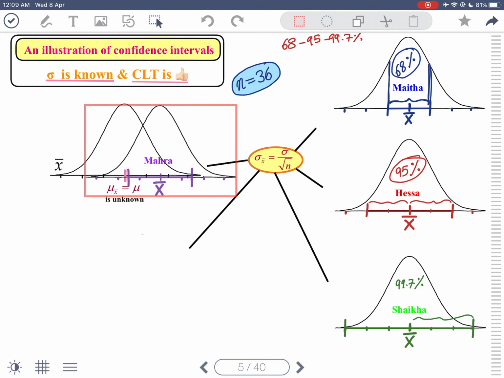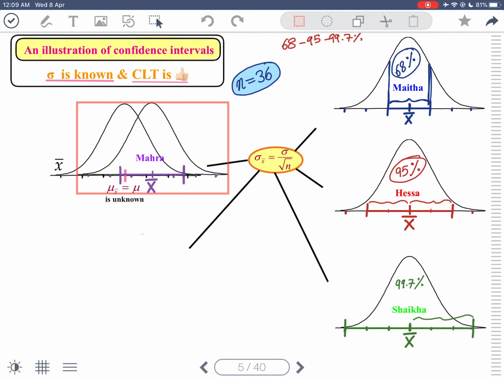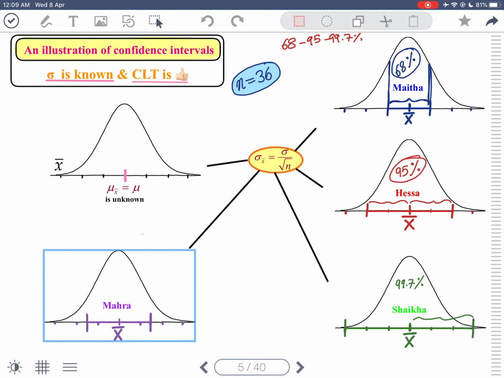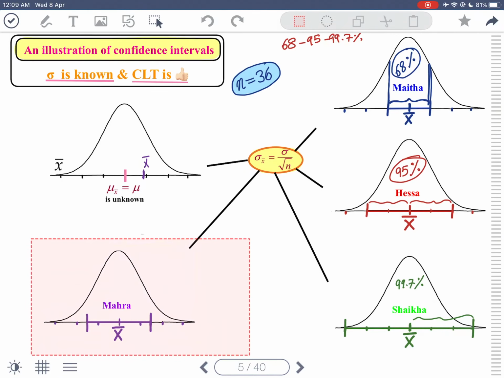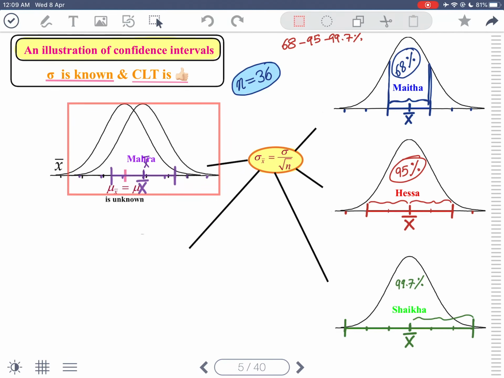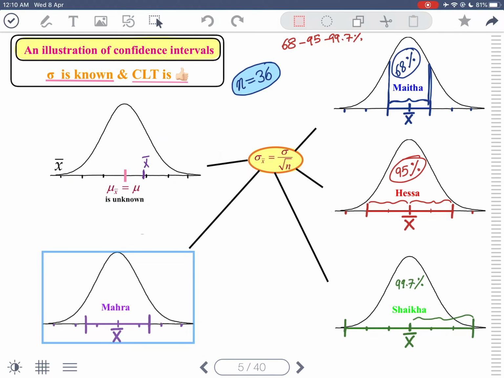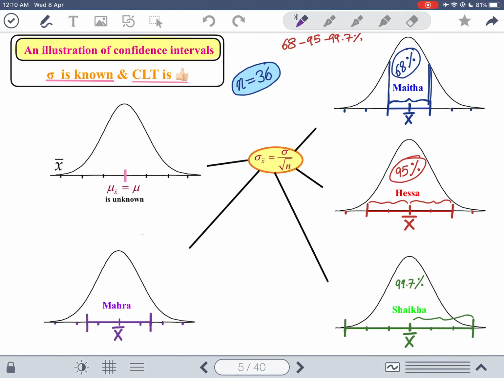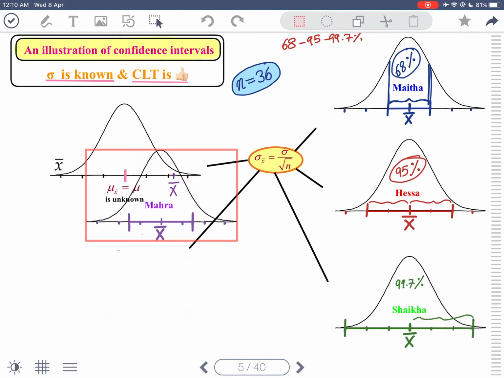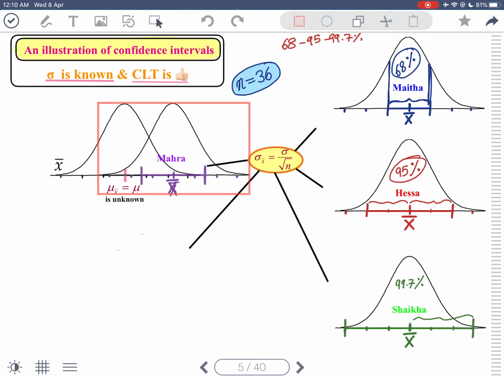So let's see. Of course she will go and check where her sample mean is. So for example, let's say her sample mean turned out to be here. Then she will just put the sample mean on top of where it is, and notice she will get the population mean inside the interval. But if instead, let's say her sample mean was here, this is Mahra's x bar, then unfortunately, if she goes here, she will not contain mu inside her interval.